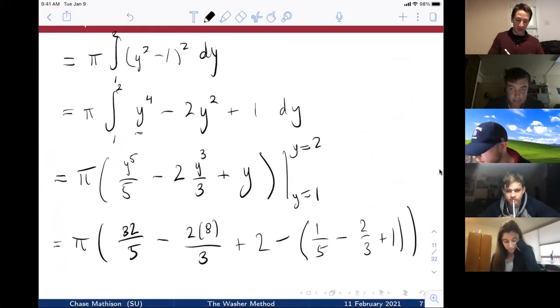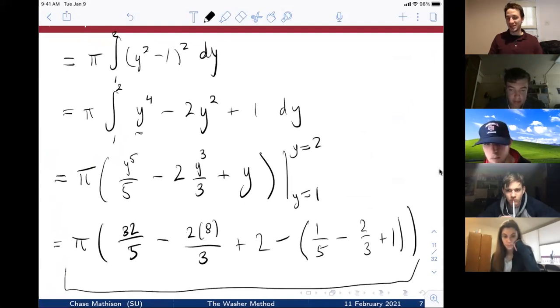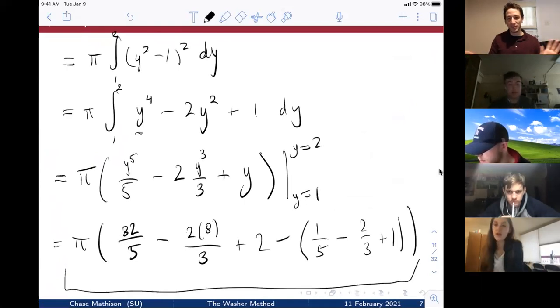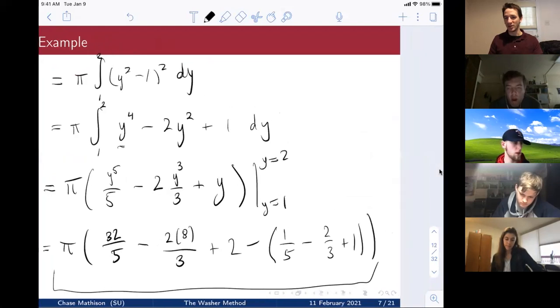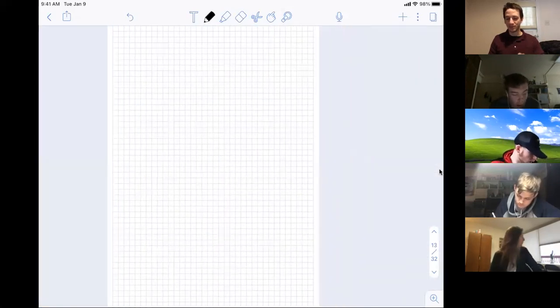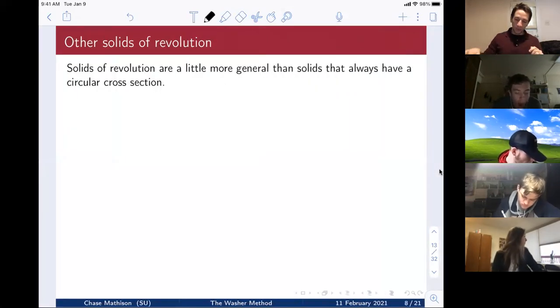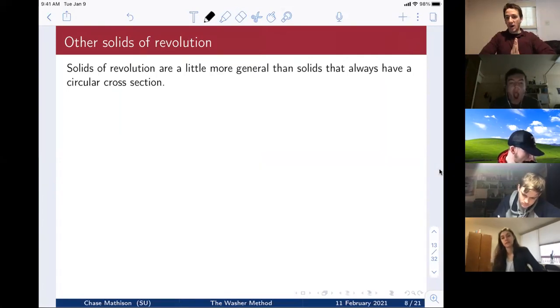So technically, by the way, this is the correct answer. If you wrote this on an exam, I would give you full credit and assume that you ran out of time. If you can simplify things, you should, but I want to make sure we get to the washer method. All right, the washer method.